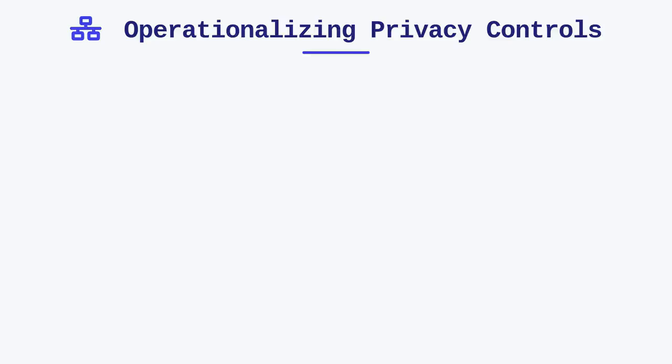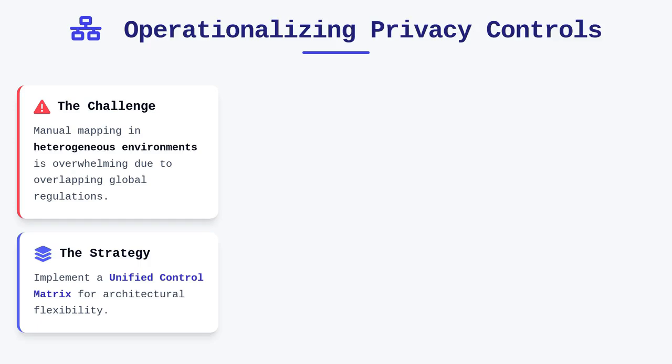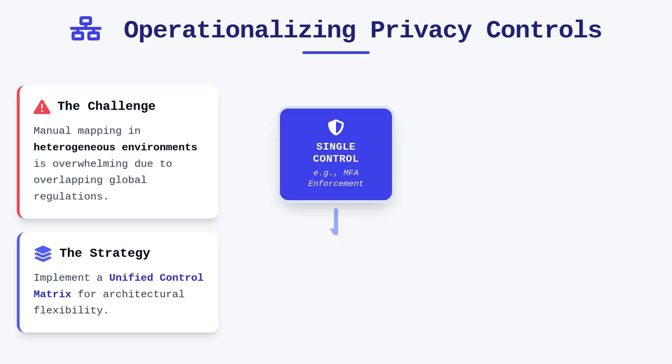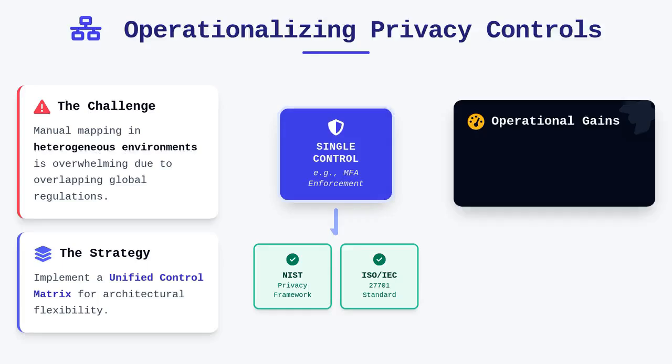Mapping controls across multiple standards can feel overwhelming if you try to manage them manually, but it is necessary for architectural flexibility. Most modern enterprises operate in a heterogeneous environment where regulatory requirements from different jurisdictions overlap significantly. By creating a unified control matrix, you can verify that a single technical implementation, such as enforcing multi-factor authentication, simultaneously satisfies the access constraints of the NIST privacy framework and the security requirements of ISO IEC 27701.